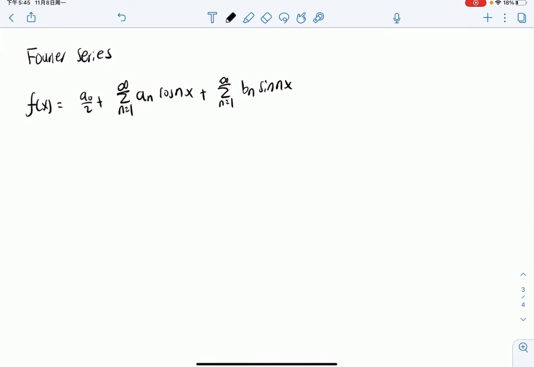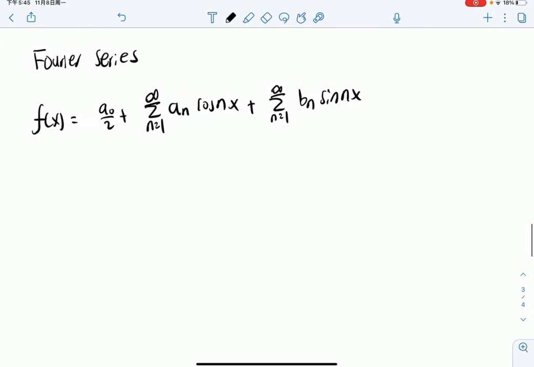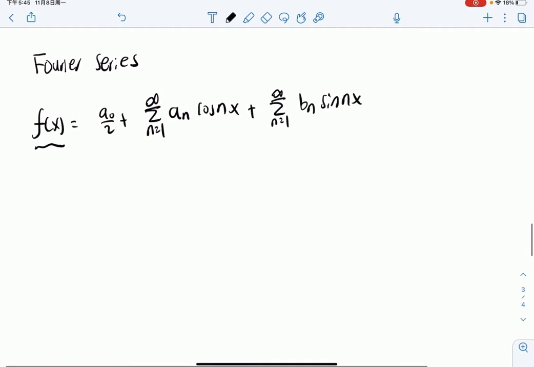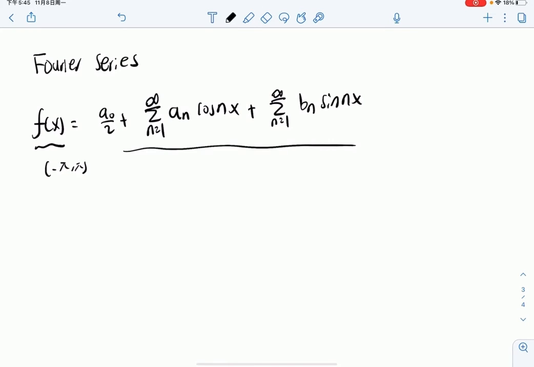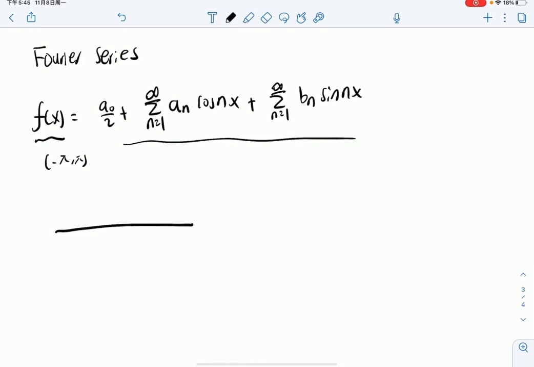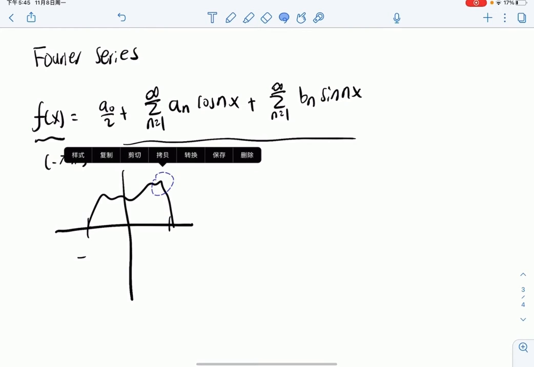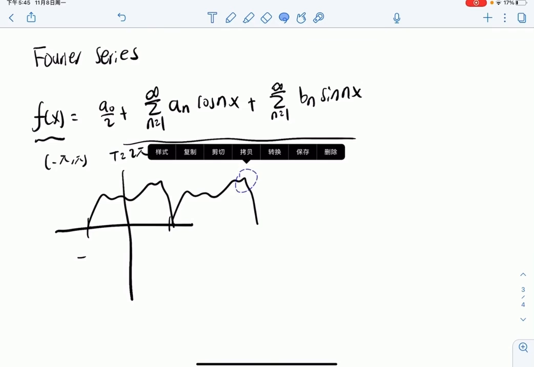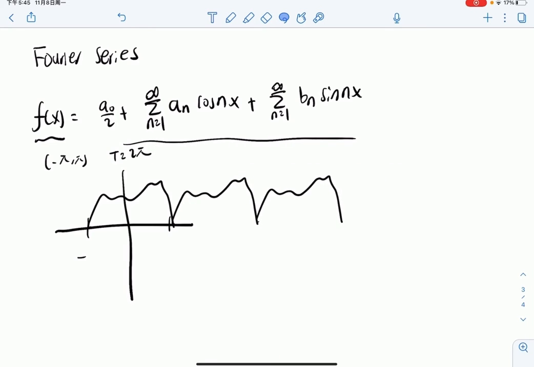Hey guys, this video is an introduction to the Fourier series. For the Fourier series, we can expand a function which has a period from negative pi to pi into the form of this. So basically, if you have a graph over here, and the period is 2 pi, it will look like this. And if you copy it, it will just continue like this.